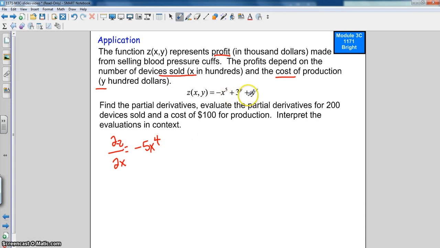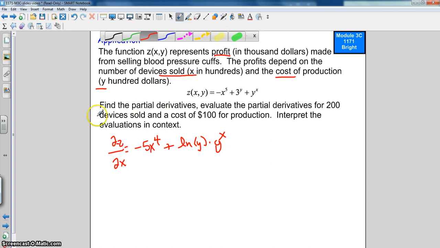Then this last part, I have y to the x power. Well, that's an exponential expression because x is in the exponent, so this is plus, and the derivative of this is ln of y times y to the x. Okay, and I'll come back and do the evaluation in a minute. I want to get through the derivatives because that's the first part here.